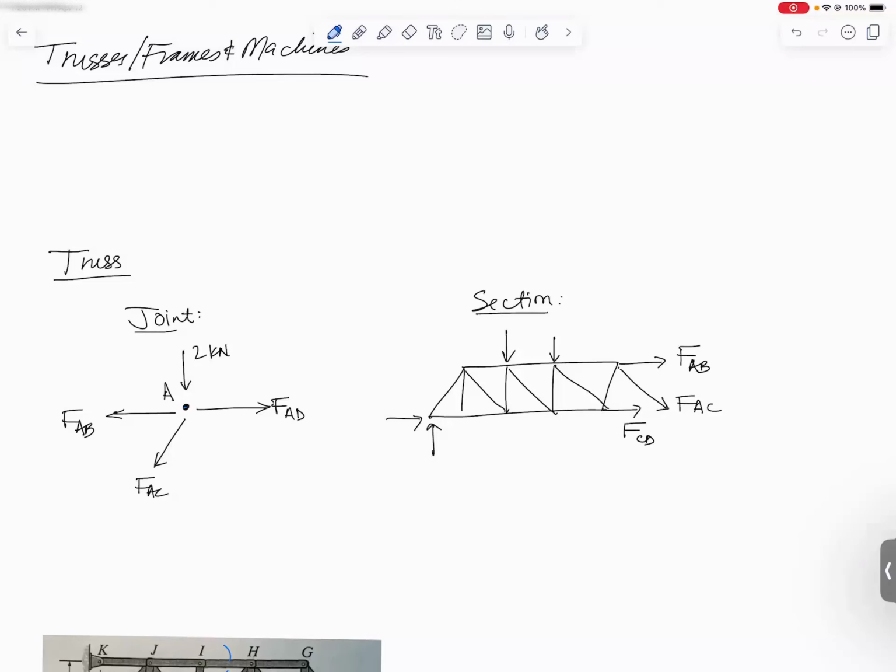This is part 3 of our final exam review for statics. In this part of the review, we're just going to cover chapter 6, which was trusses and frames and machines.